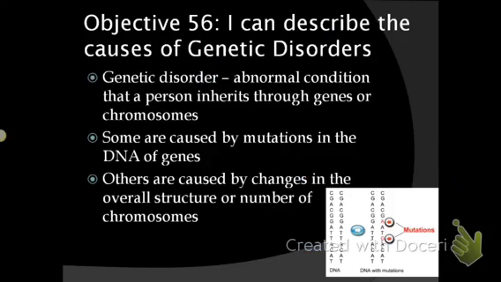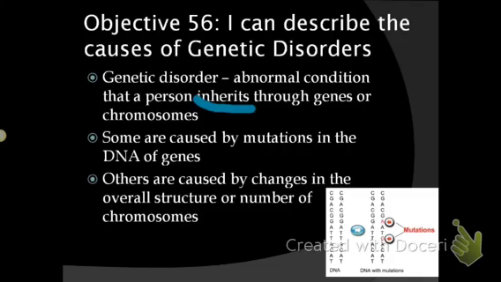Okay. Objective 56. I can describe the causes of genetic disorders. So genetic disorders are abnormal conditions that a person inherits through genes or chromosomes. That's the key word that we're talking about right there, that they inherit that. It's nothing that they did wrong. It is nothing that they caught. It is not contagious. They cannot pass it on except through their genes. So they got it from their genes, and they could possibly pass it on through their genes to their children, but it's not something you can catch.